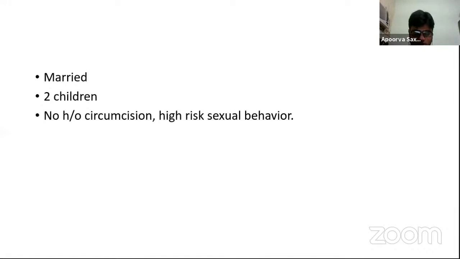Patient is married with 2 children. Patient is a non-alcoholic and non-smoker, and there is no history of circumcision or any high-risk sexual behavior. Patient takes a mixed diet, has normal bowel habit, and normal sleep pattern.